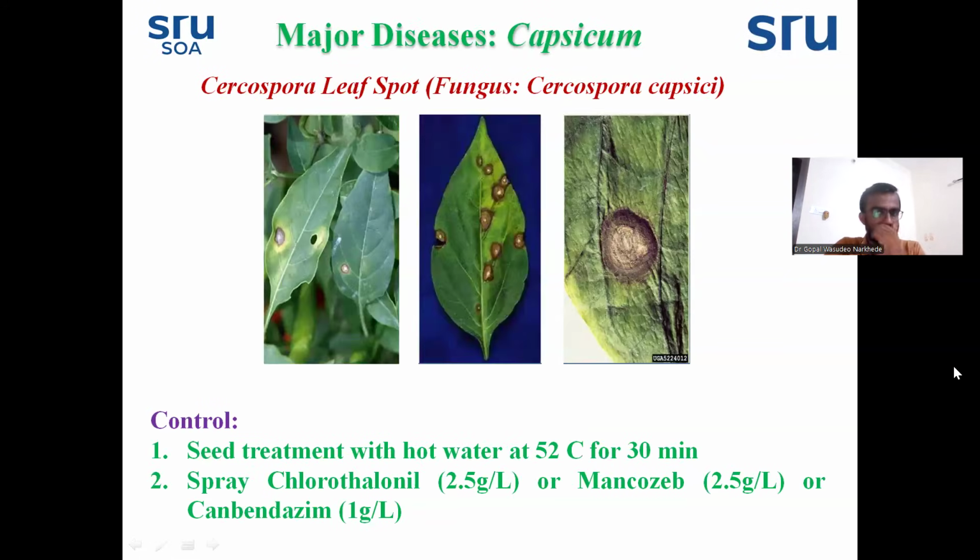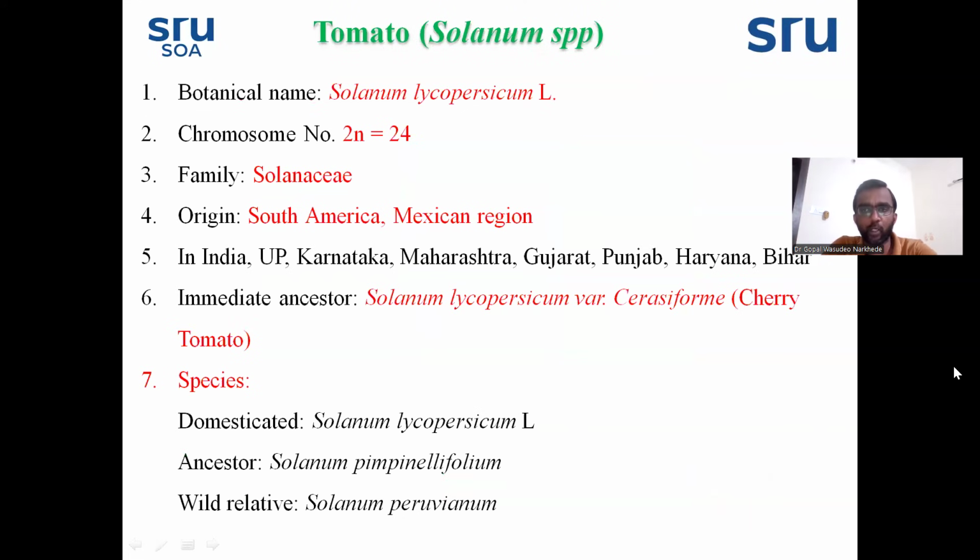Okay, so these are some important points as far as the capsicum species is concerned. Now we will move towards our next crop, that is tomato. The botanical name of tomato is Solanum lycopersicum. Chromosome number is 2n = 24, n = 12.